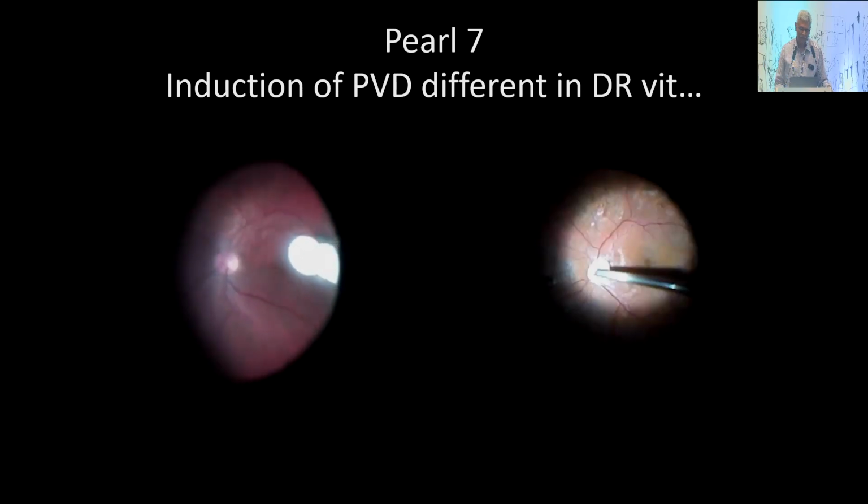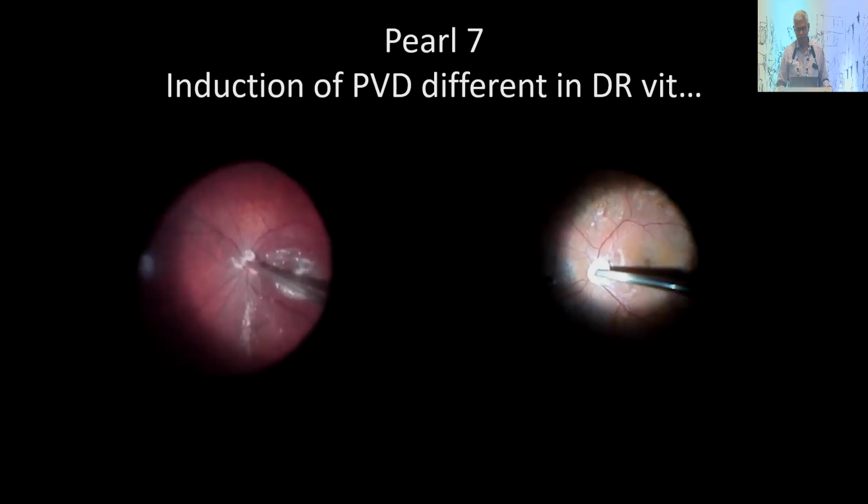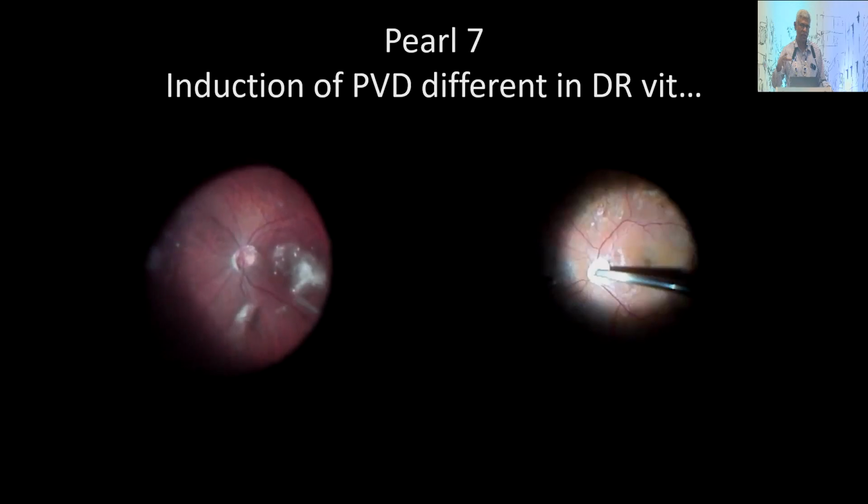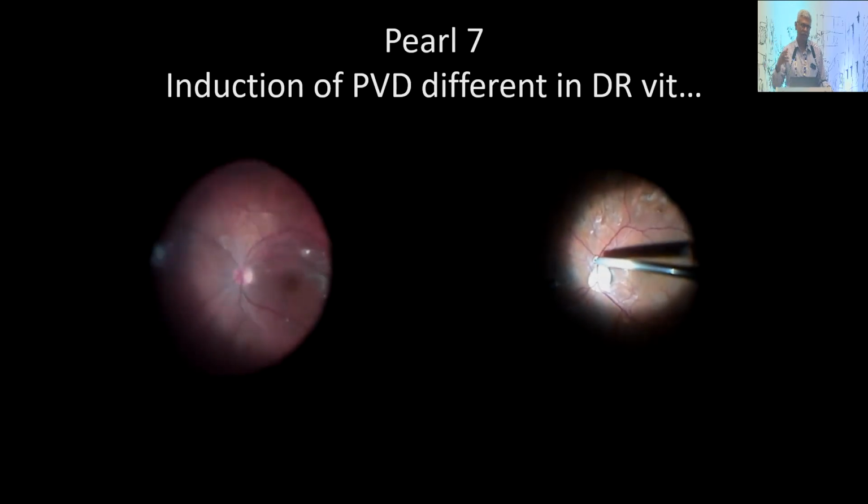Pearl number 7, so induction of posterior vitreous detachment is different. Here what we see is a macular hole on epiretinal membrane. We just go there, do a core vitrectomy, hold the vitreous at the disc, peel it off, just pull it off, and then cut the vitreous and do it.